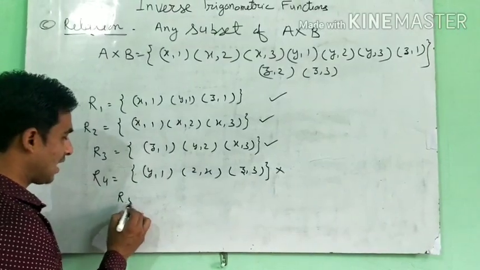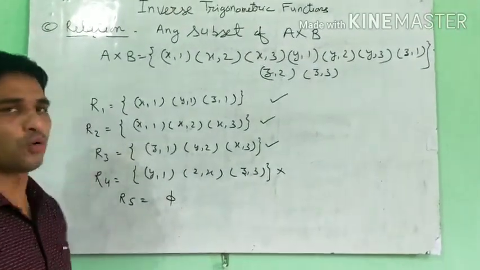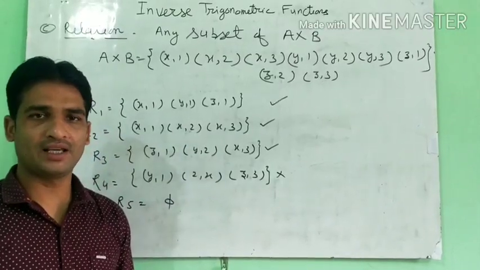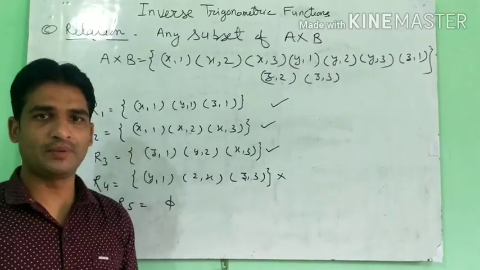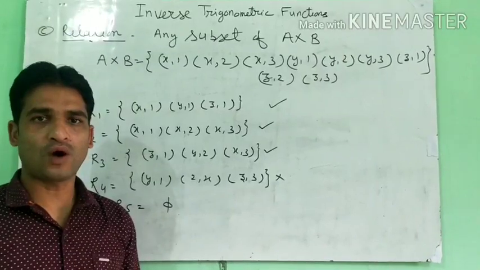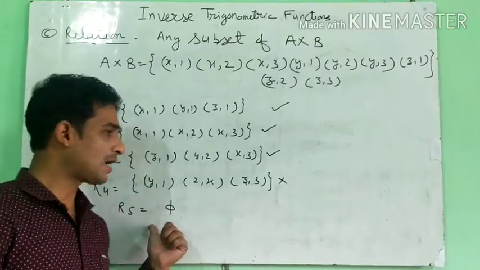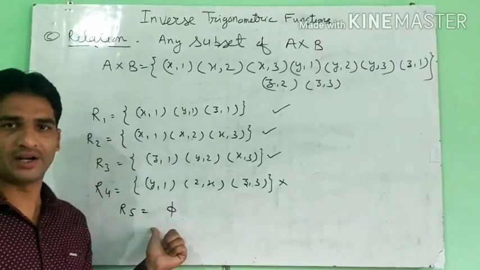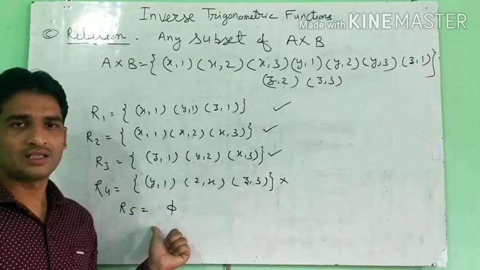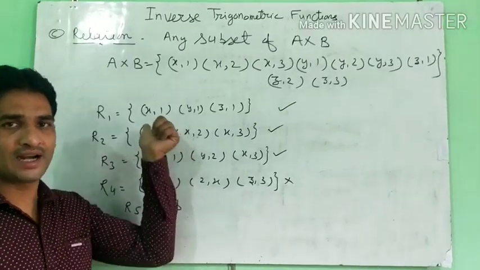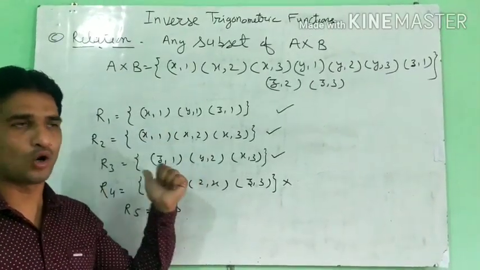And another set R5 is equal to the empty set. As we know that the empty set is a subset of every set. Therefore, the empty set is a subset of A cross B. Hence, R5 is also a relation. There is another method to check that the particular set is a relation or not.